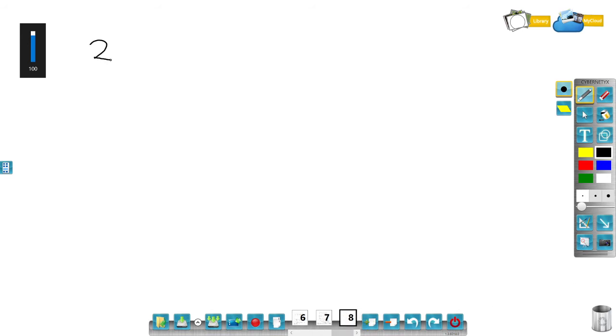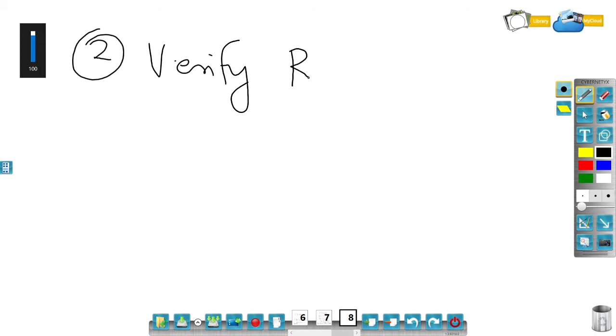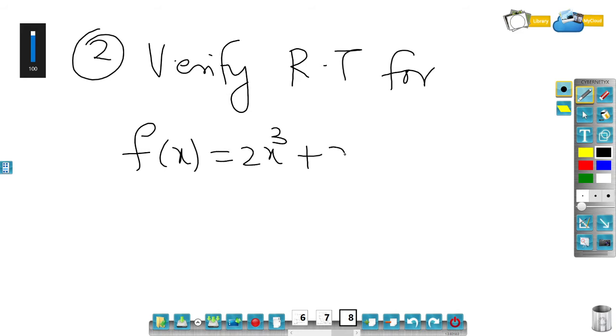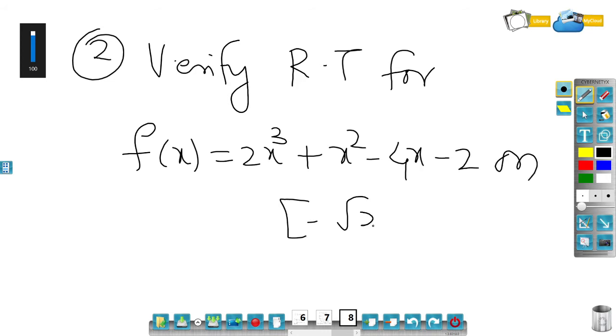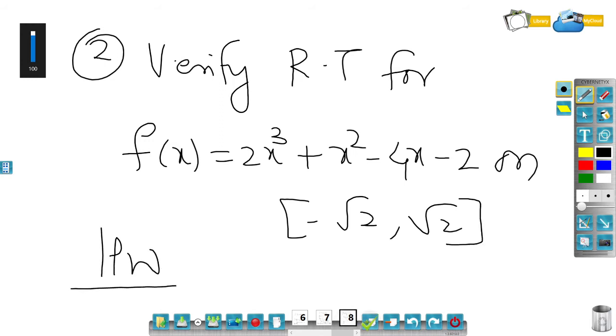So another example: verify Rolle's theorem for f of x is equal to 2 times x cube plus x square minus 4x minus 2 on the closed interval minus root 2 comma plus root 2. Right, this could be homework. You can do this. That's not difficult.